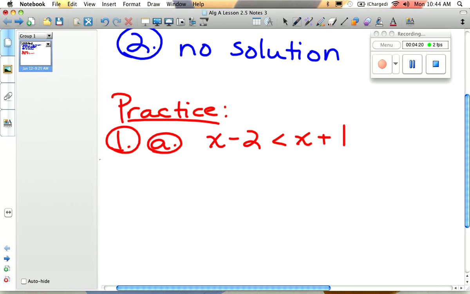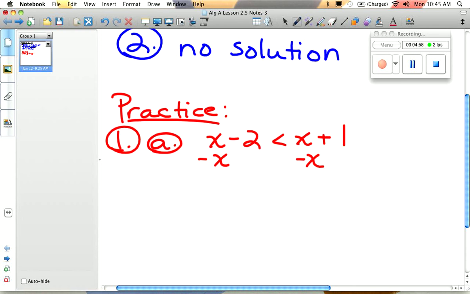Do we have any simplifying to do? No. Then the next question we ask ourselves is, do we have variables on both sides? Yes. So when we have variables on both sides, we get rid of them on one side or the other. You get to pick which side you want to get rid of them on. In this case, it's a 1x on the left side, it's a 1x on the right side. Doesn't really matter, does it? So let's get rid of them on the right side because then we'll have our variable left on the left side maybe. So we're going to subtract x from both sides.